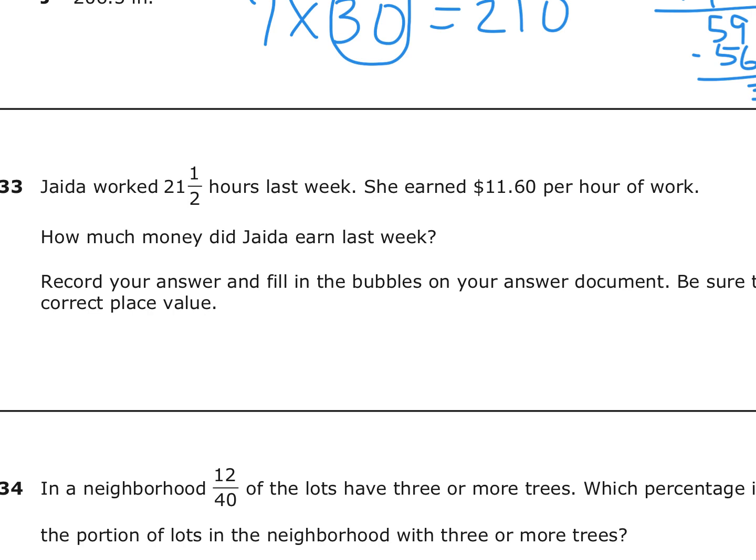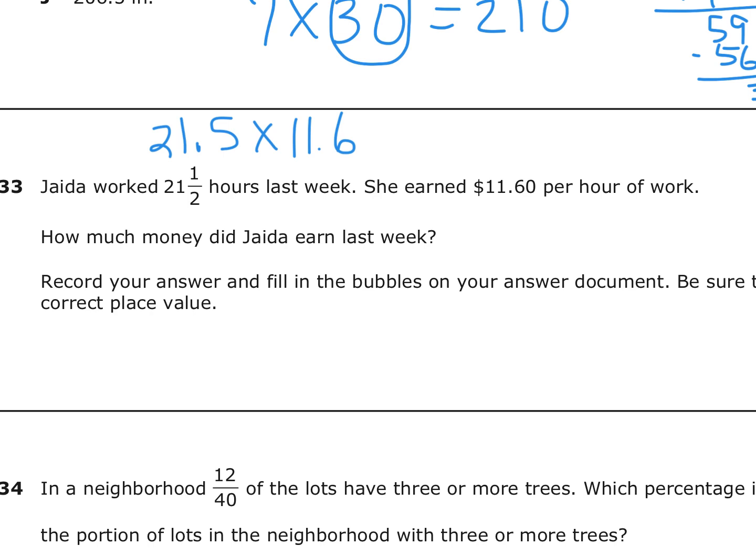Number 33. Jada worked 21 and a half hours last week. She earned $11.60 per hour. How much money did she earn last week? Okay, so there's several ways that we can do this problem. 21 and a half is the same thing as 21.5. And $11.60 is 11.6. So you could multiply this times 11.6. That's one way of doing it.